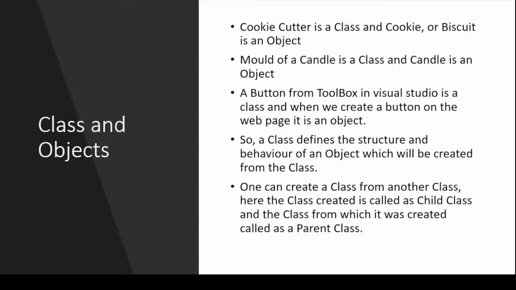A button from the toolbox in Visual Studio is a class. When we create a button on the web page, it is an object. So a class defines the structure and behavior of an object which will be created from the class. One can create a class from another class. Here, the class created is called a child class, and the class from which it was created is called a parent class.